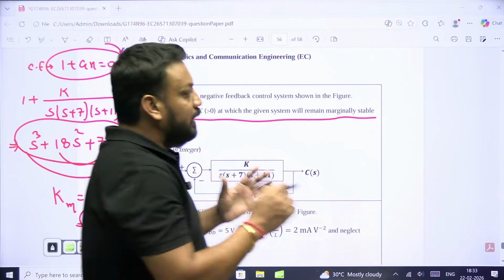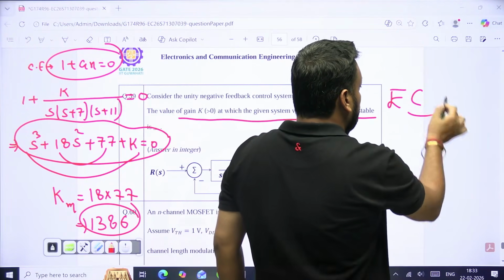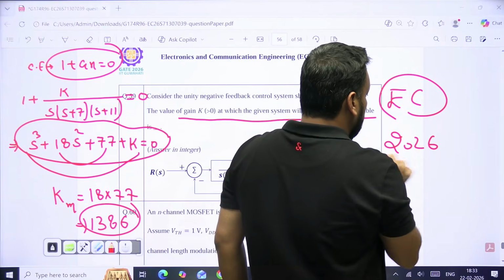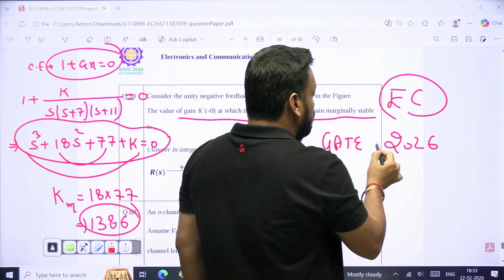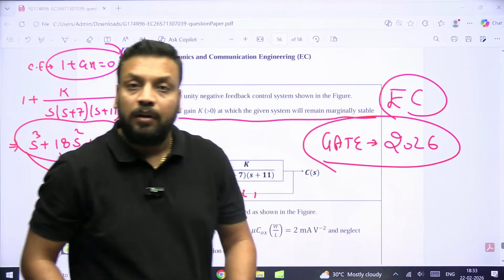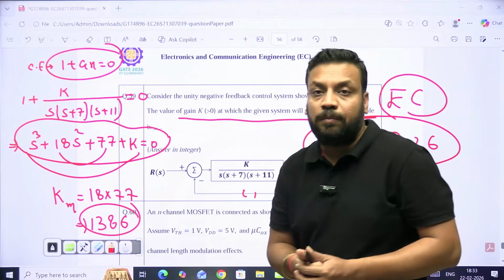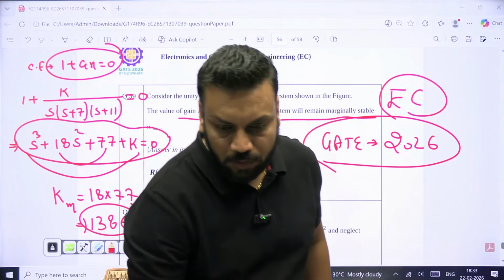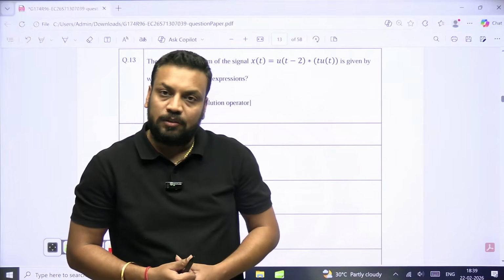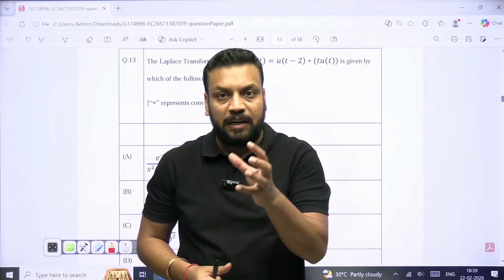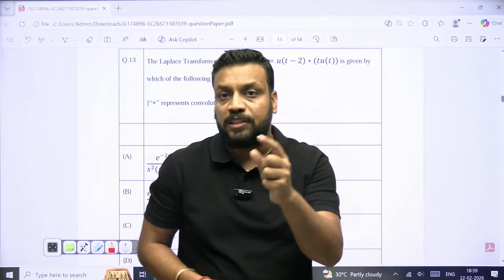So for the ECE students, for GATE 2026, all the control system questions we have solved in this session. Now immediately we will solve the questions from signals and systems as well. Yes, guys. So let's solve signals and systems problems which have been asked in GATE 2026 Electronics and Communication branch.